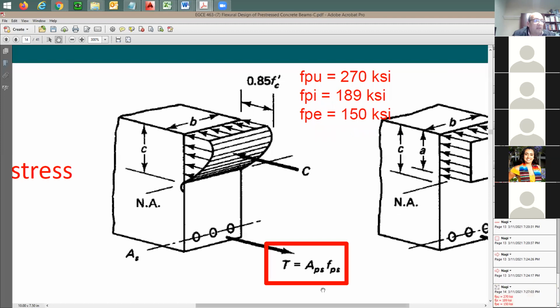Okay, now I'd like to add also FPS. So where do you think FPS is going to be? Can it be more than 270? 270 at failure. Can I design for failure? No, it's going to be too much. Is it going to be above 189 or below 189? Is it above 150 or below 150? I need to have a feeling for it, right?